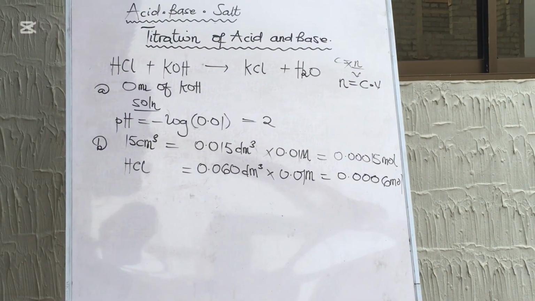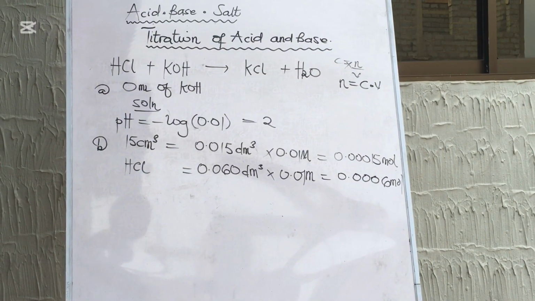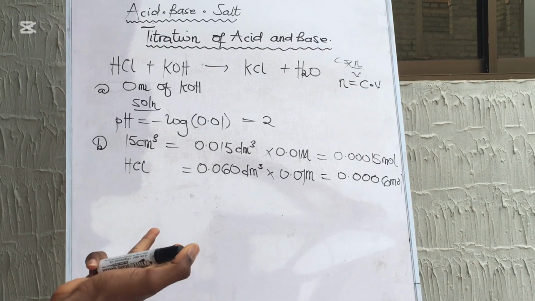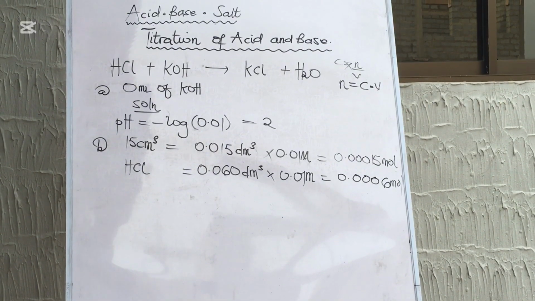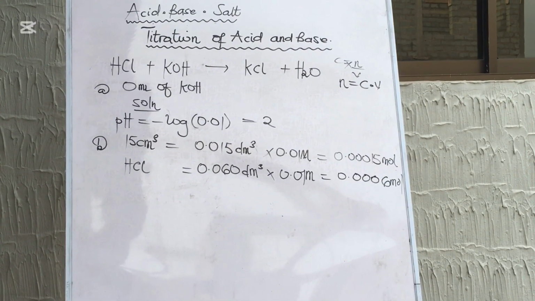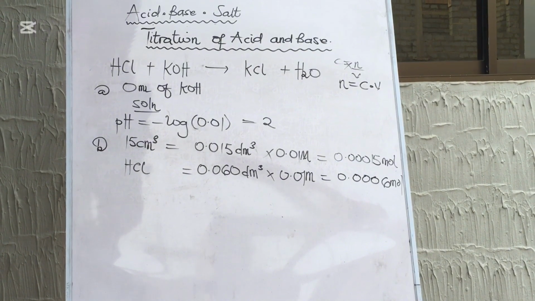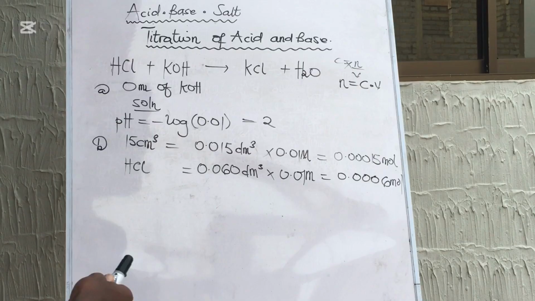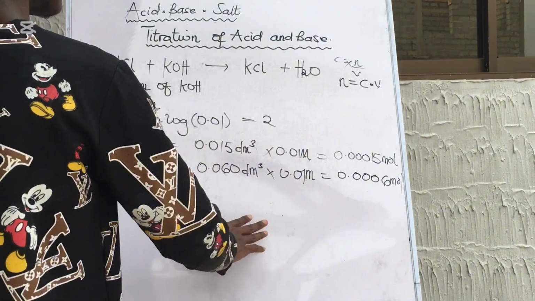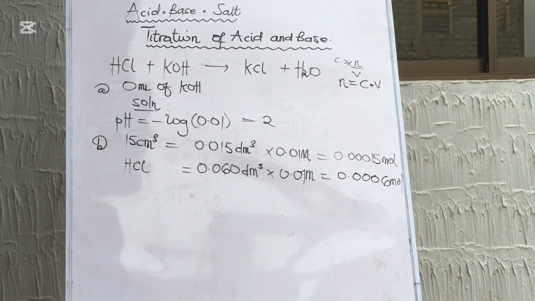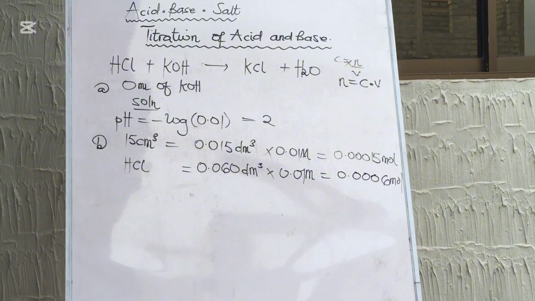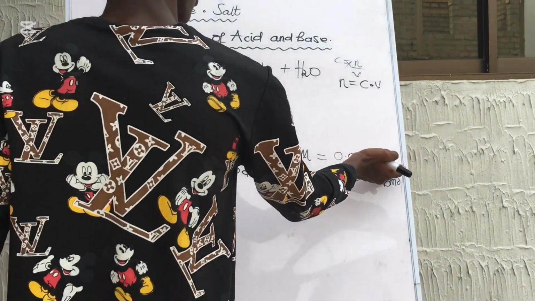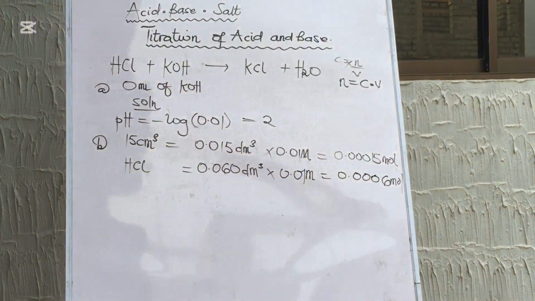So now that we have a difference in the number of moles, this means that one will be in excess and the other will be limiting. The limiting one is the one with the lesser amount of moles, and the one in excess is the one with the greater amount of moles. Comparing the moles at stage B, the limiting reactant is the KOH because its number of moles is actually a quarter of the HCl.